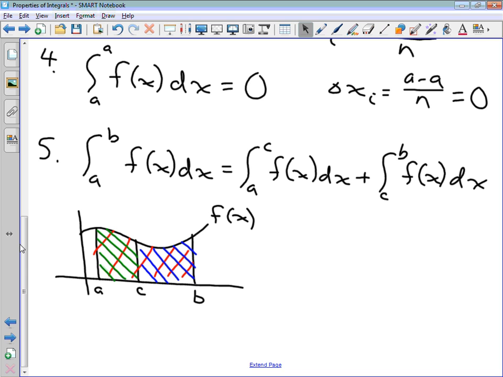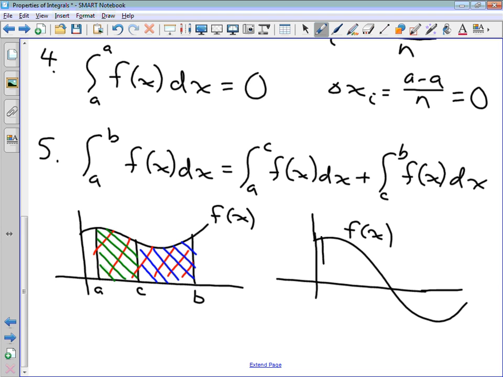Now, where this becomes really handy is if your function does something interesting at that point c. You could have a function that goes like this, and you want to integrate from a to b. You might decide it's useful to figure out what that point c is where it crosses the x-axis and divide this integral into two parts, the integral from a to c and the integral from c to b, because the question divides naturally at that point. So those are 4 things to keep in mind, and we're going to be using some of them later today.